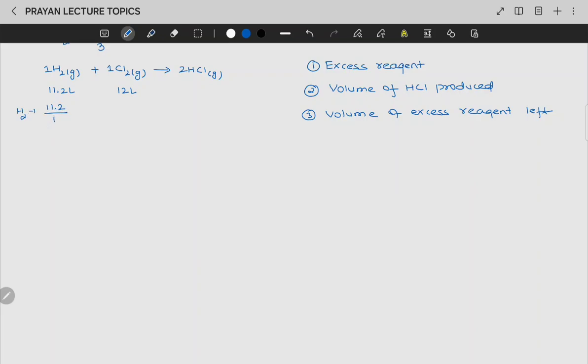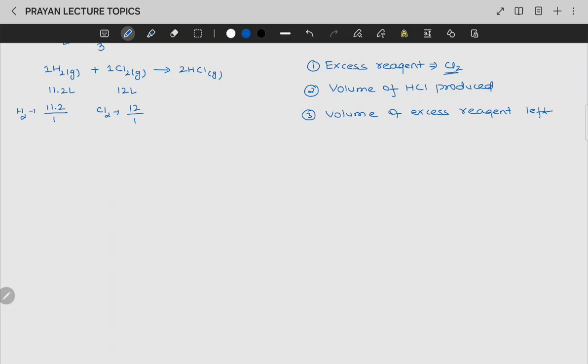In place of moles, we can also use volume as I have said earlier. For Cl2, we can write this will be 12 upon 1. And it is very clear that the ratio is lesser for H2. So H2 will be our limiting reagent. If H2 is the limiting reagent, the other one, that is Cl2, will be our excess reagent.